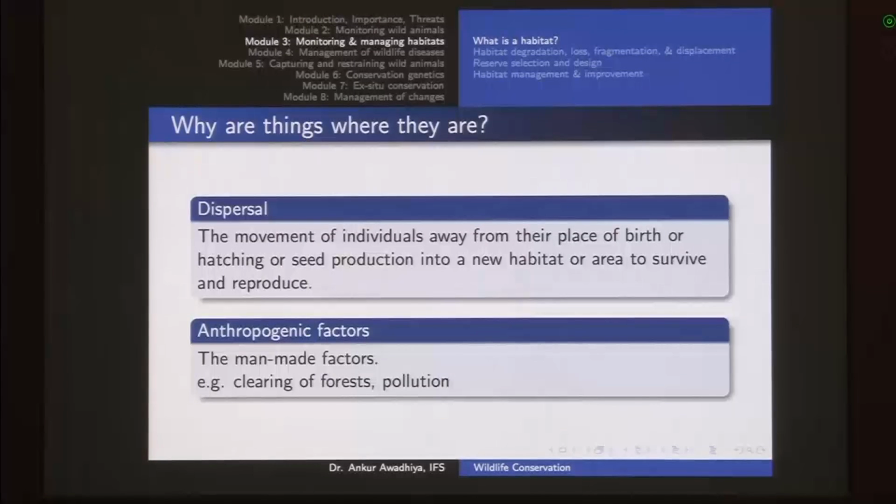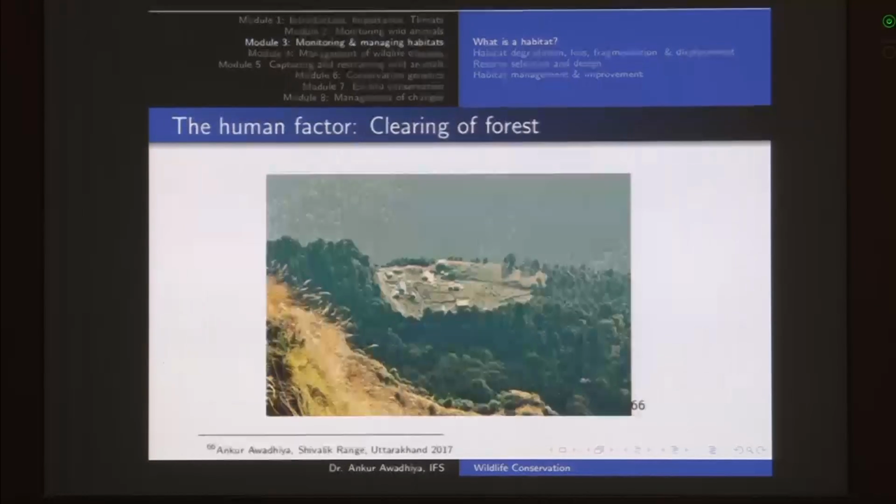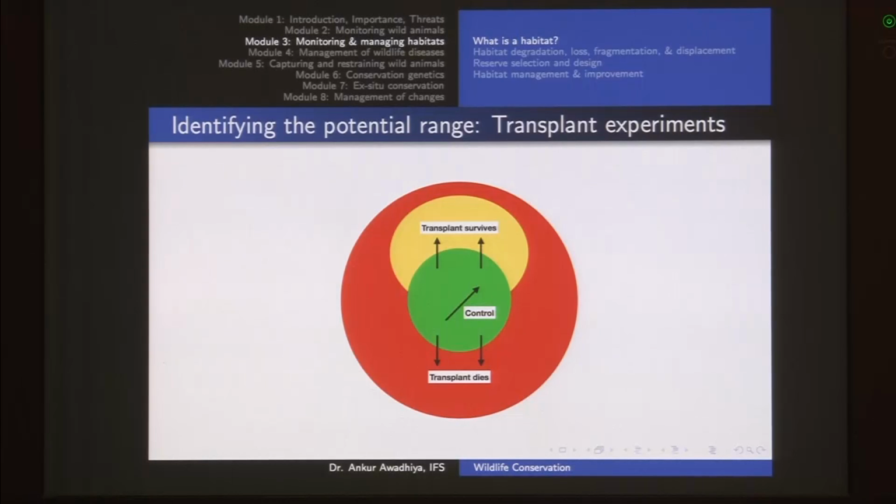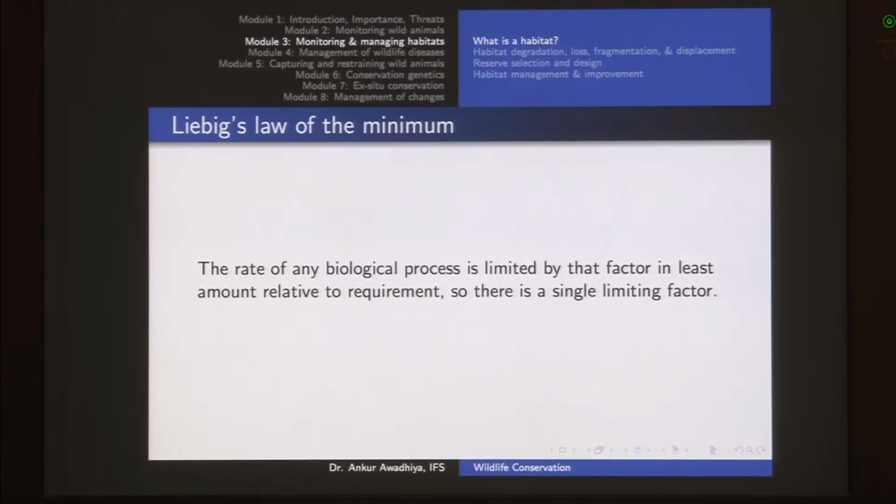Next we had a look at why things are where they are. So, we had dispersal and anthropogenic factors, we had transplantation experiments, how do we interpret these. Then we had two important laws. One is Liebig's law of the minimum, which says that the rate of any biological process is limited by that factor in least amount relative to the environment, so that there is a single limiting factor. So, here we also had a look at if we have different nutrients, that nutrient that is available in the least quantity as compared to the requirement would be regulating the rate of growth of the animal.